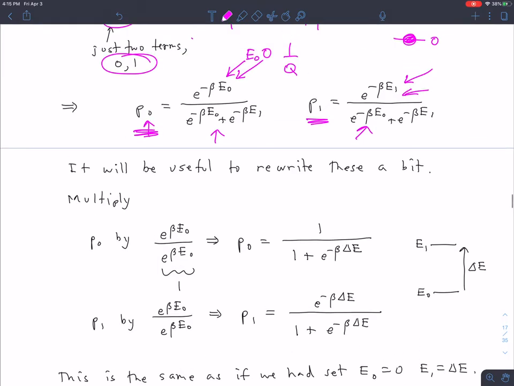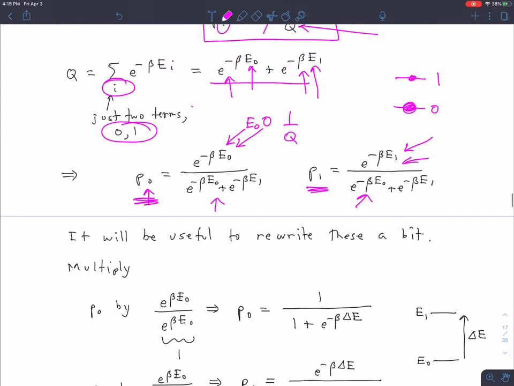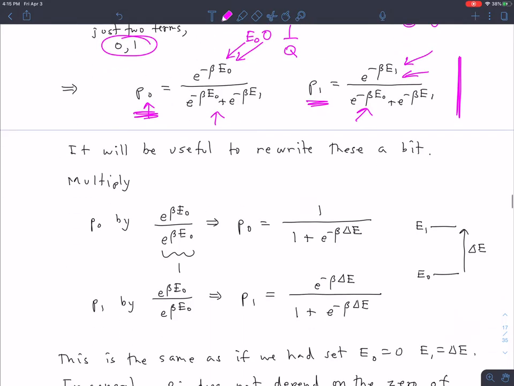First of all, it will be useful to simplify these two formulas by one step. What I'm going to do is take this formula for P0, and I'm going to multiply it on the top by e to the beta E0, and on the bottom by e to the beta E0. That's a 1, right? So I'm just multiplying by 1. That doesn't change anything, so that's always possible.